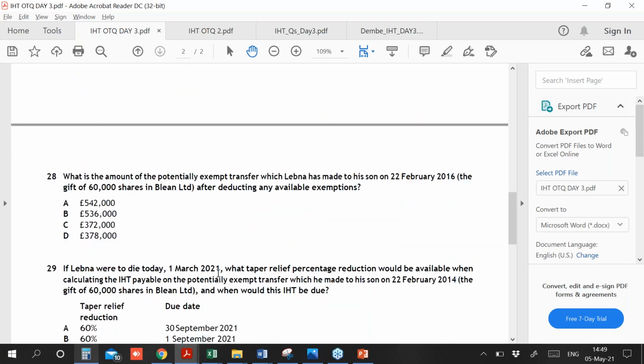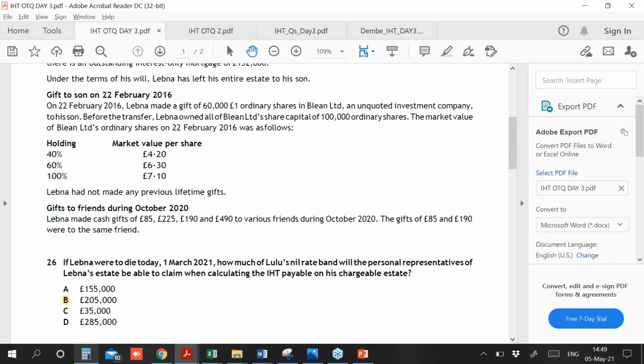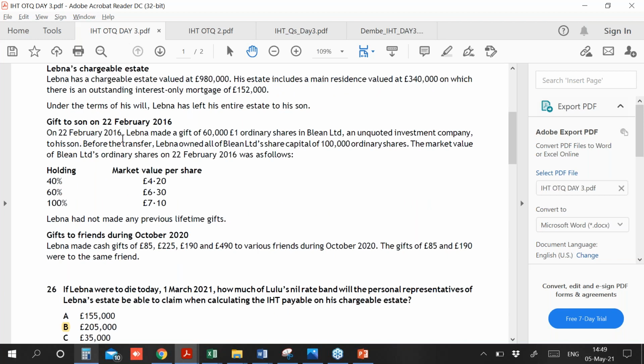Moving on. What is the amount of potentially exempt transfer which Lebna has made to his son? Okay, so let's read the remaining question. On 22nd February 2016, Lebna made a gift of 60,000 shares in Bleen Limited, an unquoted investment company, to his son. Before the transfer, Lebna owned all of Bleen Limited's share capital. It means that she must have 100% shareholding. The market value of Bleen Limited ordinary shares on 22nd February 2016 was as follows. For a 100% holding, your share is worth 7.1. For 60 and 40, these are the values.